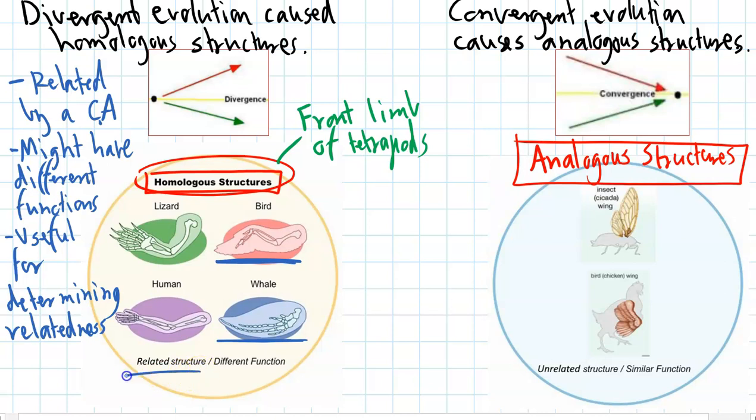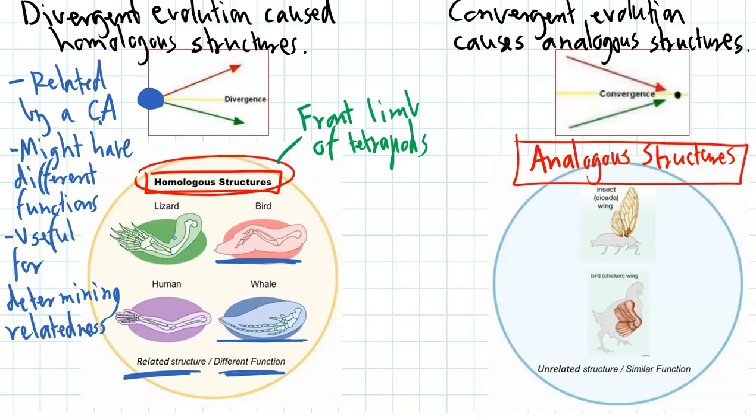So the structures are related. They might have a different function, but they've all come from a common ancestor, because the very first tetrapod that we've all evolved from, so this common ancestor here, it had 4 limbs and it had a front limb that had all these same bones. It's just that these 4 species here, we've evolved our front limb to do different jobs.